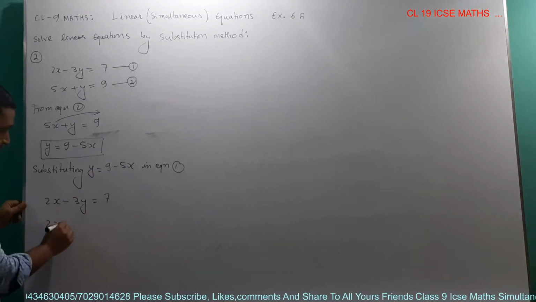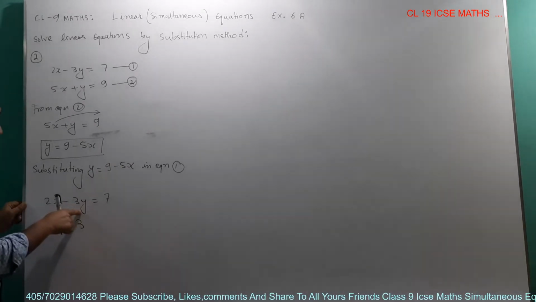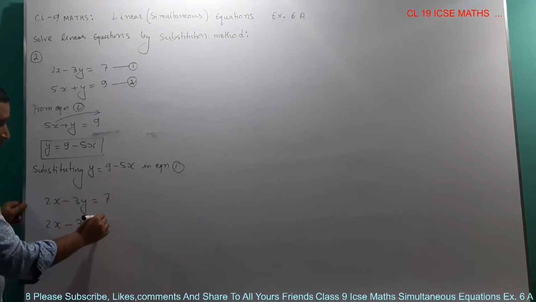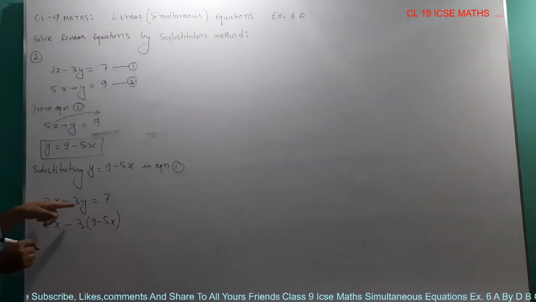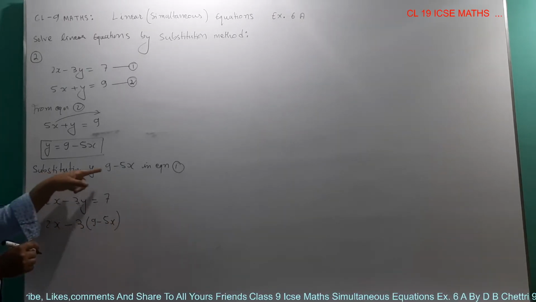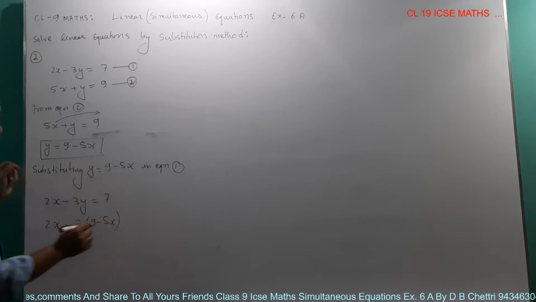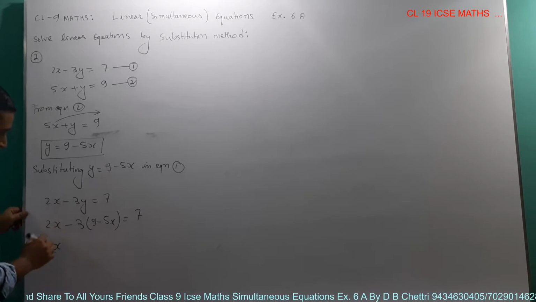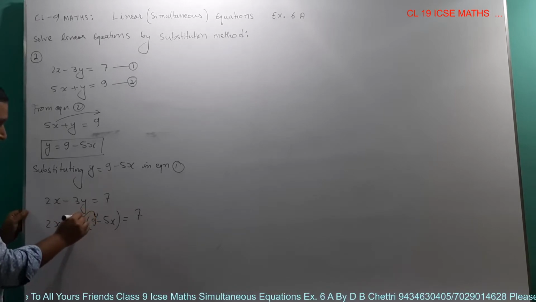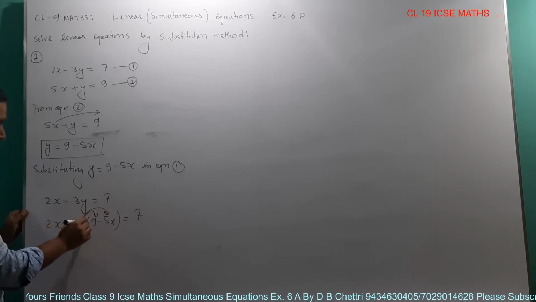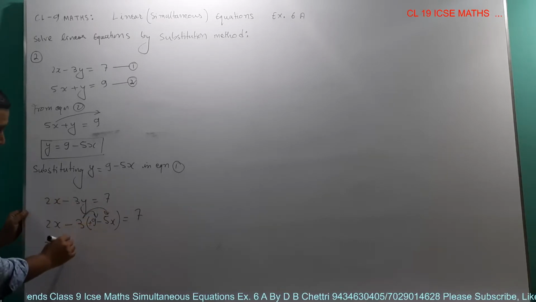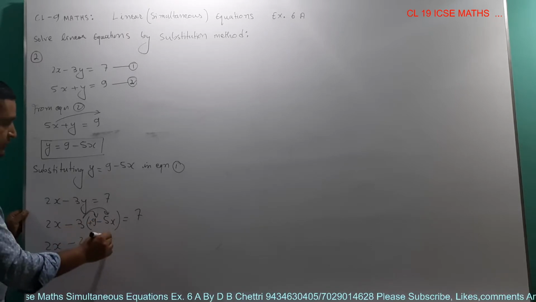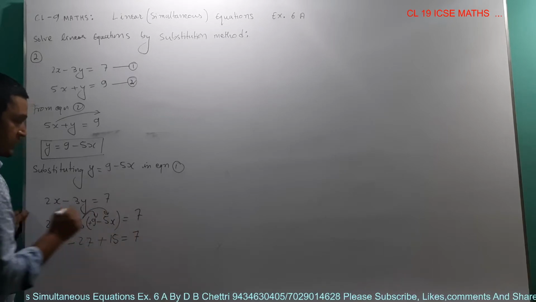Okay, 2x minus 3 is there. After 3 what is there? y. If there is more than one term, always put it inside the bracket: 9 minus 5x. Got it? Now we are replacing y by its value, 9 minus 5x, equals 7. Then 2x, take this 3 and multiply to both. The sign is always in front of the number. Minus 3 nines are 27, minus minus plus, 3 fives are 15x, equals 7.